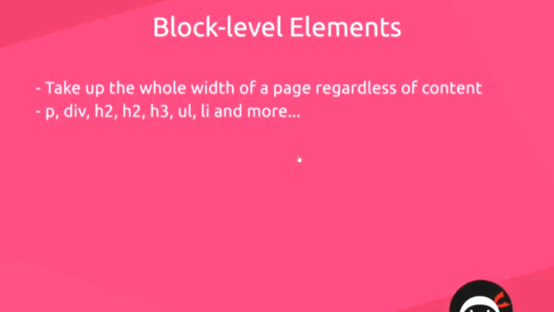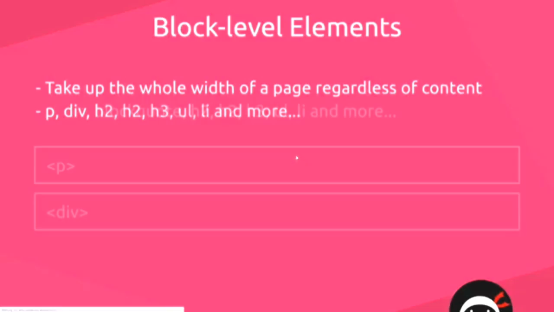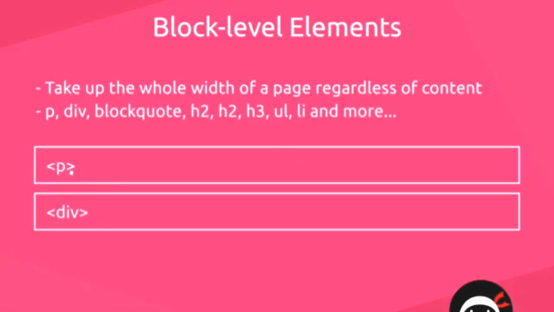So if we were to write a series of block level elements inside an HTML file and output it to a browser, it would look something like this: a p tag and a div tag. Each one takes up the full width of the page, and also each one starts on a new line.